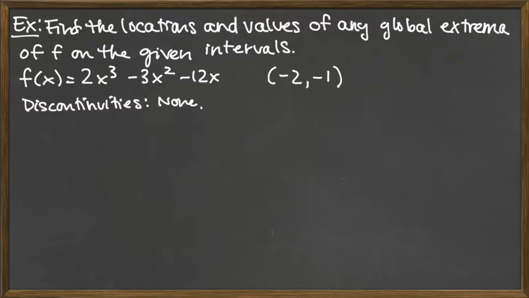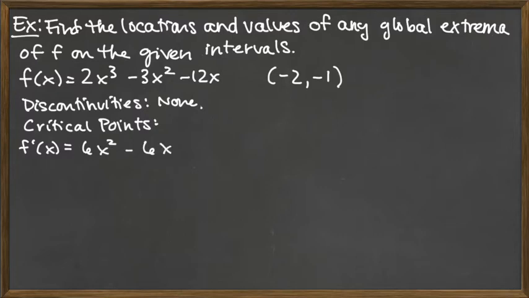The other thing we need to be able to compute would be critical points. And so to get critical points, we need to take the derivative. So we've got the derivative of a polynomial here. So it would be 2 times 3 is 6x squared, minus 3 times 2 would be 6x, and then minus 12.